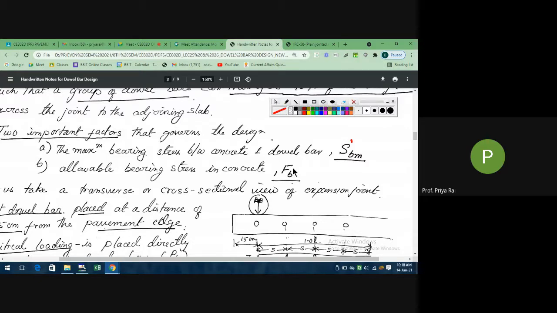Similarly, in the design of the dowel bar, the inner strength, the allowable bearing stress of the concrete, should be greater than the maximum bearing stress between concrete and dowel bar. That is, this value should be greater than this one. Simply remember, this is your semester paper, and this is your preparation for the semester.